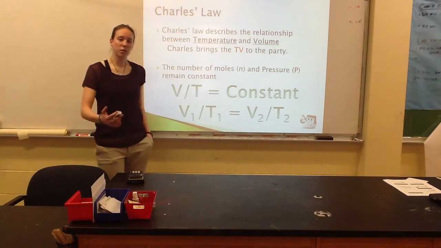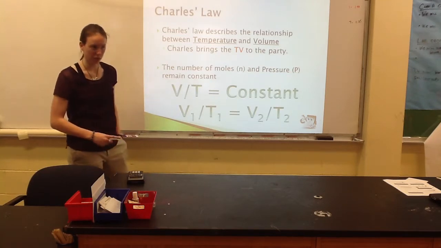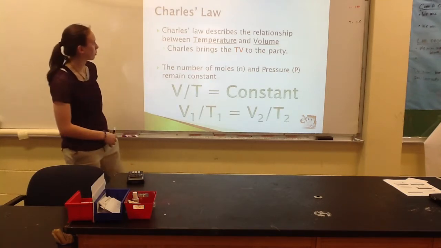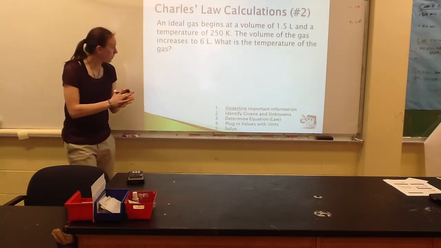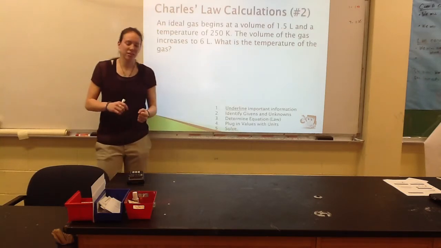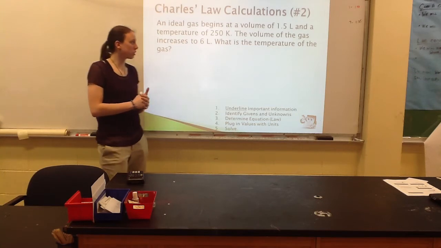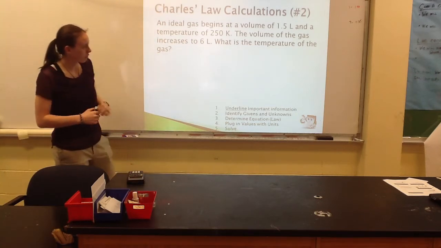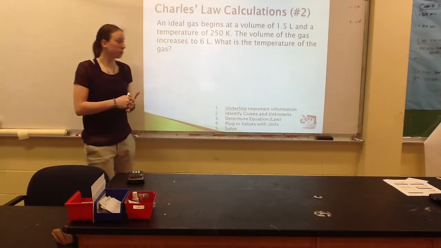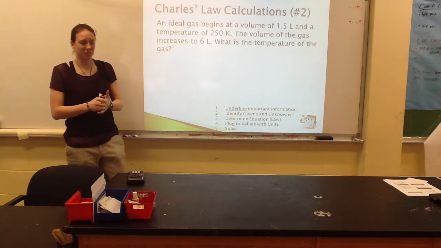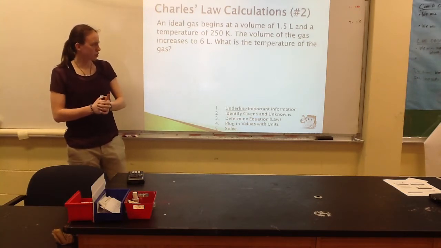We're going to follow the same solving process as we did for Boyle's law to solve a word problem with Charles' law. An ideal gas begins at a volume of 1.5 liters at a temperature of 250 Kelvin. The volume of the gas increases to 6 liters. What is the temperature of the gas?